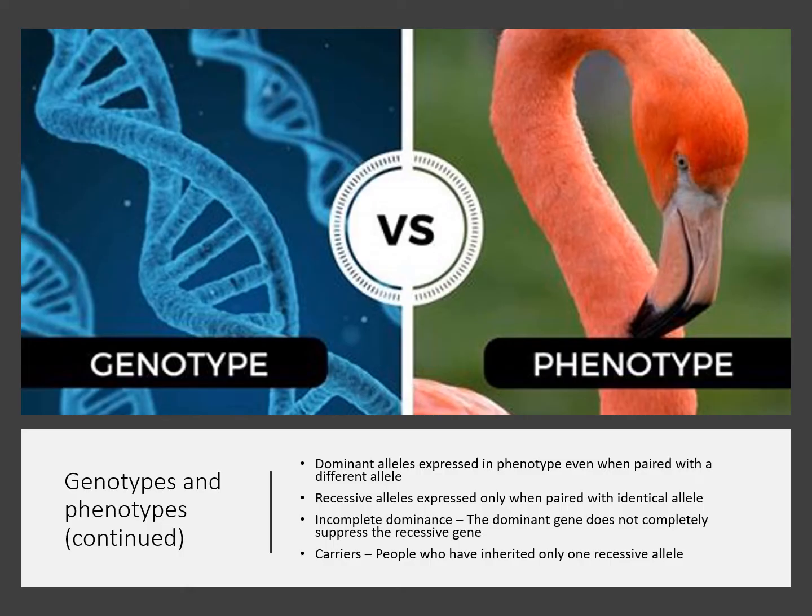Dominant alleles are expressed in phenotype even if they're paired with a different allele. And then recessive alleles are only expressed when they're paired with an identical allele. So someone may have one allele that's dominant and the other that's recessive, and the one that's going to be physically or behaviorally expressed is the dominant allele. So they're a carrier for that recessive allele, and when they have children, they're going to potentially pass that on to their child.